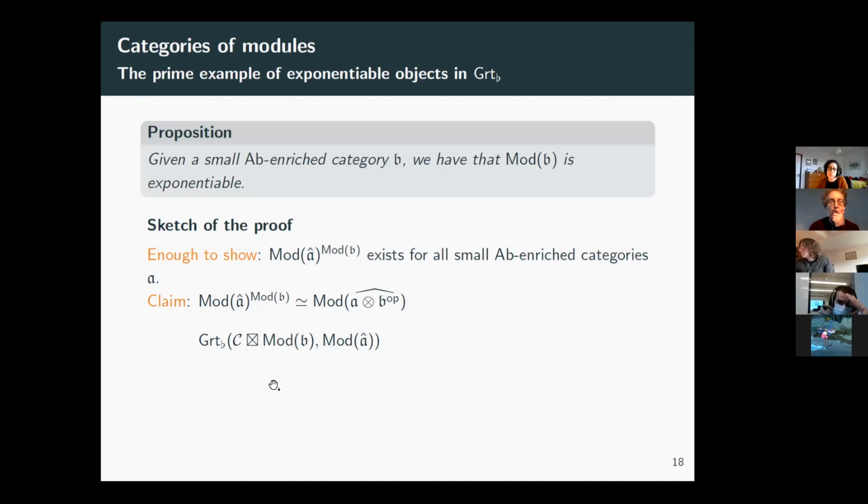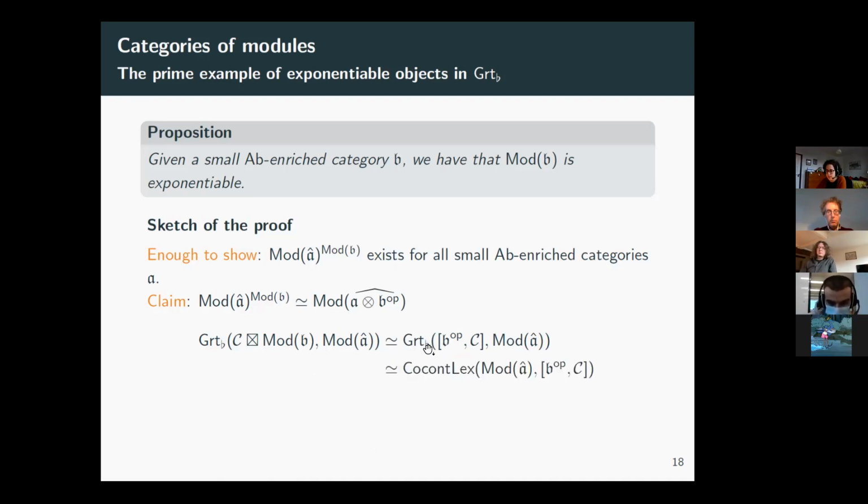We have flat morphisms from C times mod B to mod A hat. First of all, this tensor product, it's an easy computation to see that it's nothing but up enriched functors from B up to C. You just take the definition of this, using that modules are the co-limit completion of B and so on. It's very easy that you end up with this.